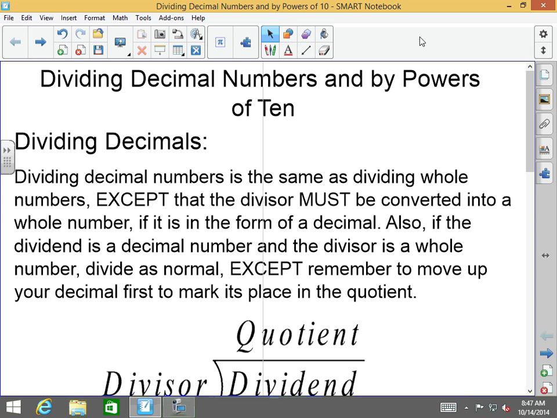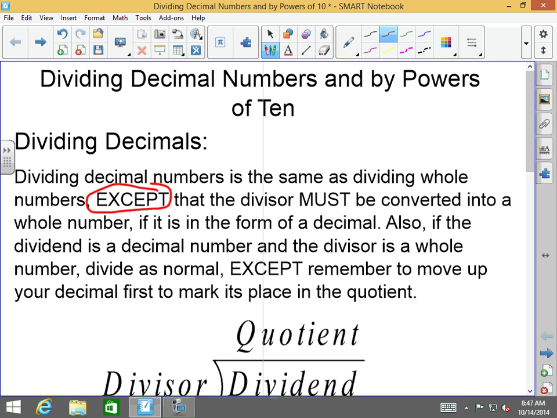Today we will be wrapping up the decimals unit by talking about dividing decimal numbers and by powers of 10. Dividing decimals is very easy, guys. Dividing decimal numbers is the same as dividing whole numbers, except that the divisor must be converted into a whole number if it is in the form of a decimal. We're going to talk about the procedure for that in a few seconds.